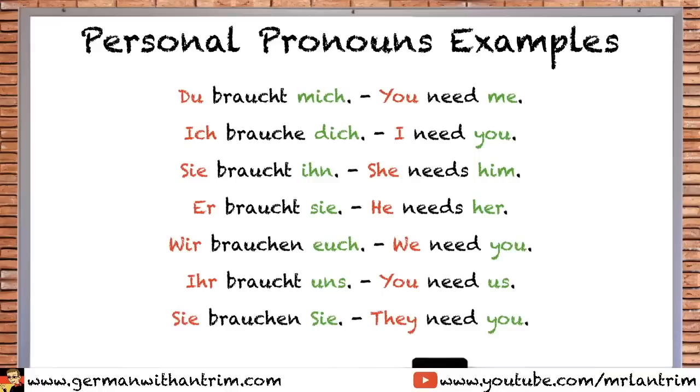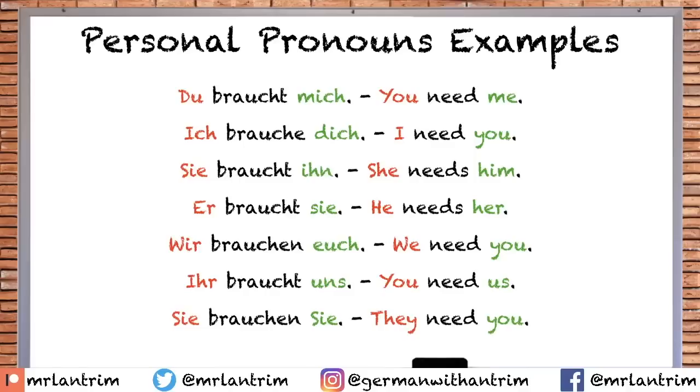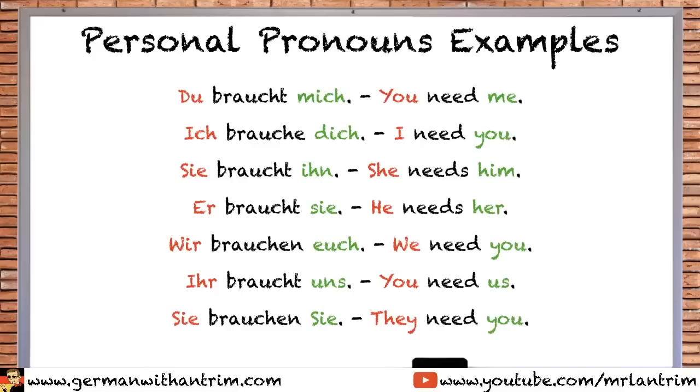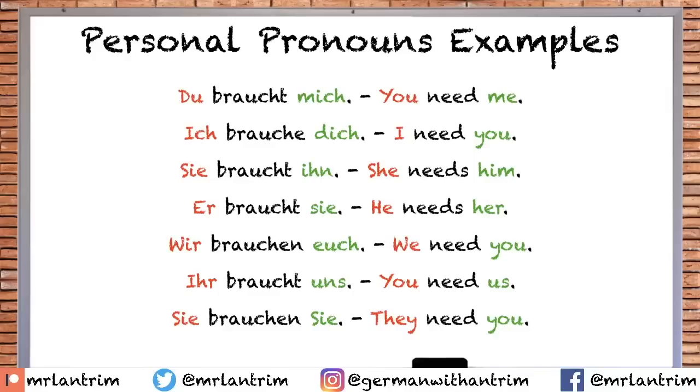Er braucht sie. He needs her. Now, technically, we can't actually tell if it's he needs her or he needs it, which would be a feminine noun. So, like, let's say he needs a door. Er braucht die Tür. He needs the door. Er braucht sie. He needs it, but feminine noun. It could also be that he needs them or those or something like that. Er braucht sie, referring to a plural thing. So, let's say he needs a bunch of pens. Er braucht die Kulis. Er braucht sie. He needs them. Same pronoun there for all of those.